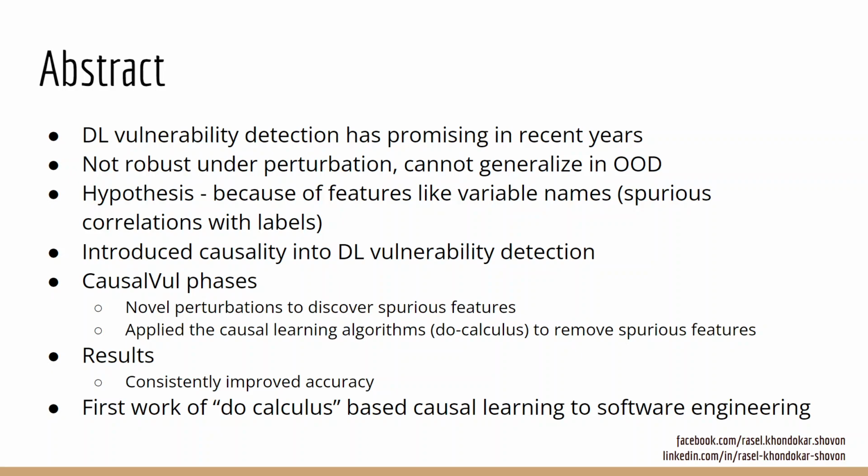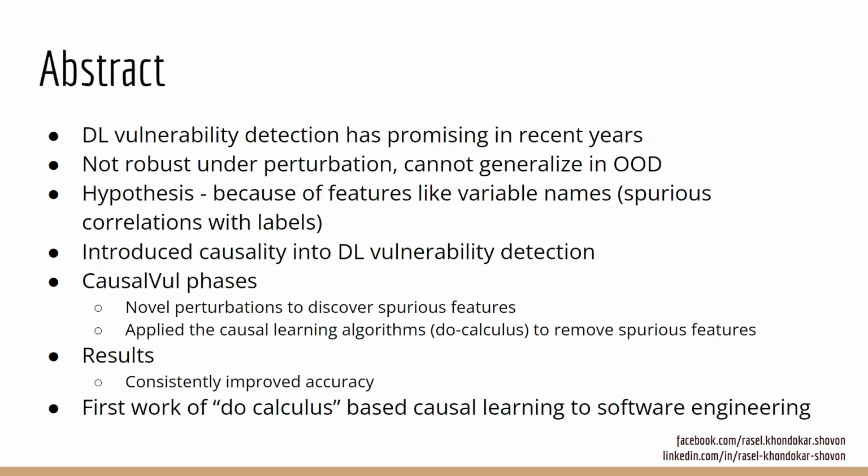So to solve this problem, the first step was the hypothesis. The author considered a hypothesis that because of features like variable name and API name, the model probably cannot perform on out of distribution data. These features are also called spurious features, and this relation with the label is called spurious correlation.